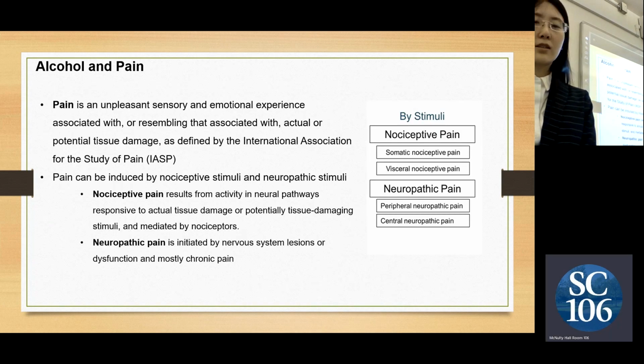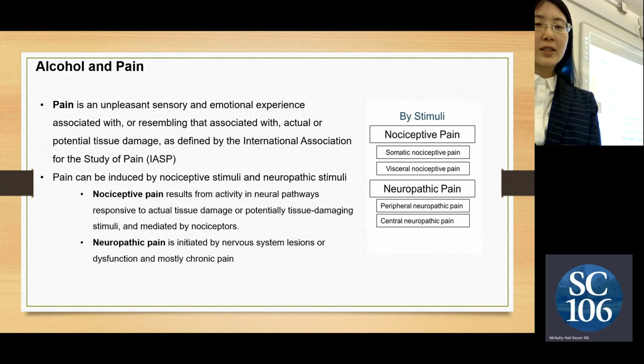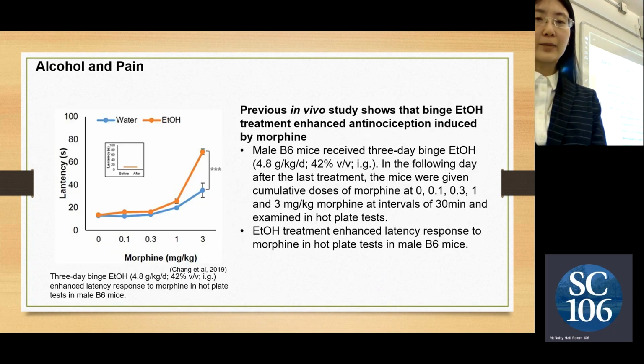Pain is defined as an unpleasant sensory and emotional experience associated with, or resembling that associated with, actual or potential tissue damage, as defined by the International Association for the Study of Pain. It can be induced by either nociceptive stimuli, which are caused by actual tissue damage, or neuropathic stimuli, which are caused by nervous system lesions. Alcohol-induced pain can come from either stimuli.